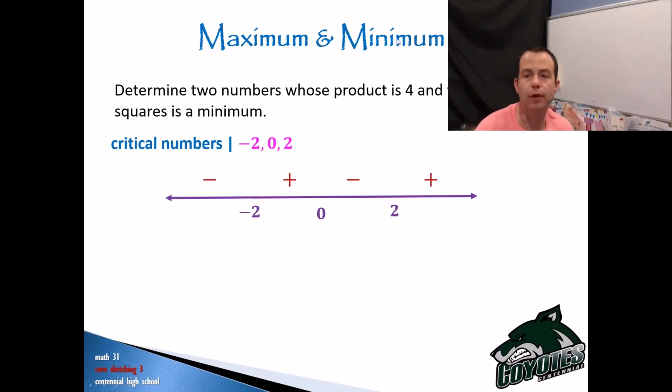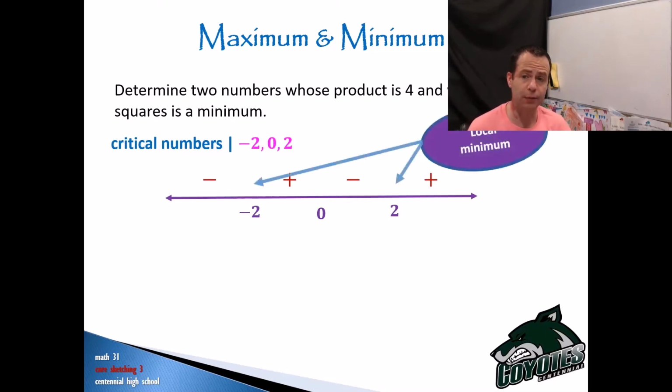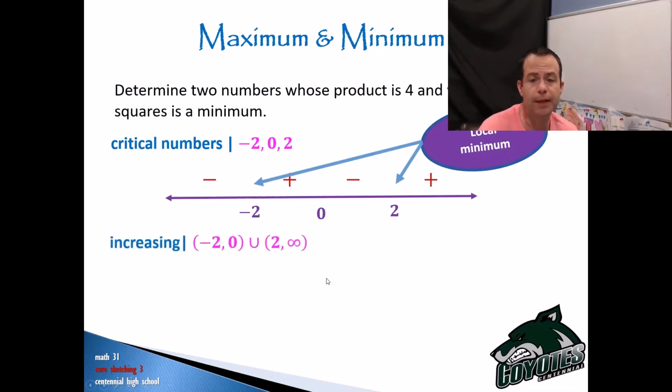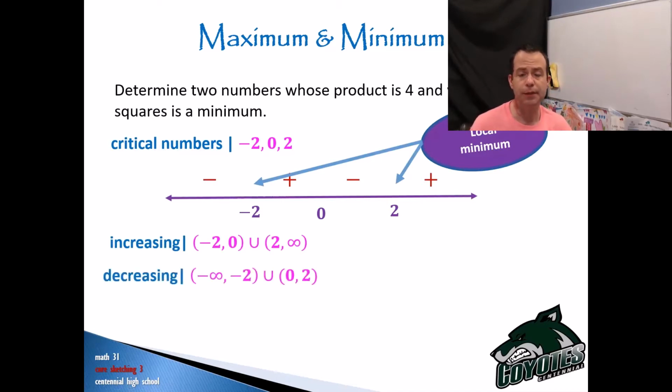We're looking for a product whose sum is a minimum. So really, we're looking for decreasing to increasing right now. And that would happen at negative 2, and it would happen at 2. Okay, so now that we found the numbers we want, we need to get the corresponding y values that would go with them. So I'm increasing between negative 2 to 0 in union with 2 to infinity, and I'm decreasing from negative infinity to negative 2 in union with 0 to 2.